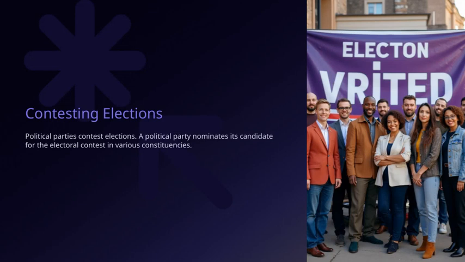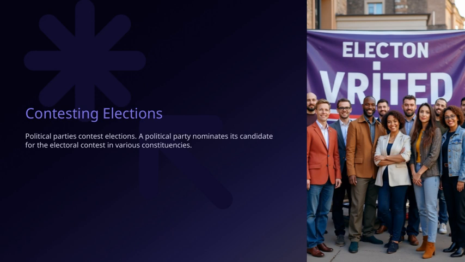Political parties play a crucial role in the electoral process by contesting elections. Essentially, they put forward candidates who will represent their ideas and policies. When it comes to electoral contests, a political party selects or nominates its candidate to run in various constituencies. This means that in each area or district, the party chooses someone they believe has the best chance of winning and effectively representing their interests.